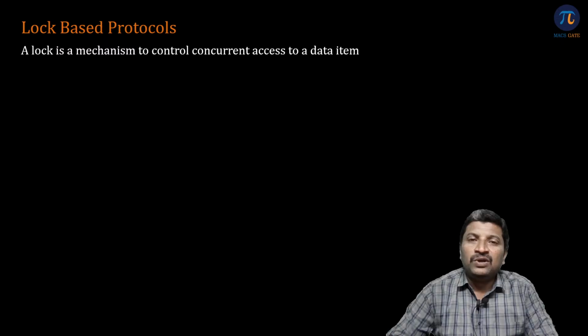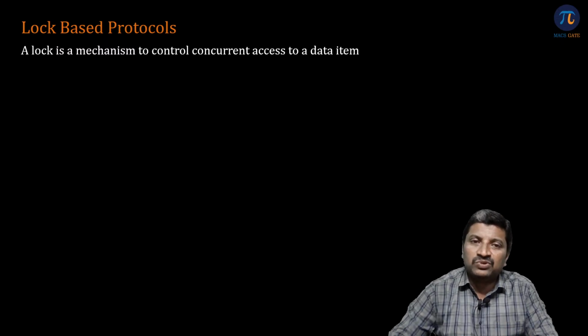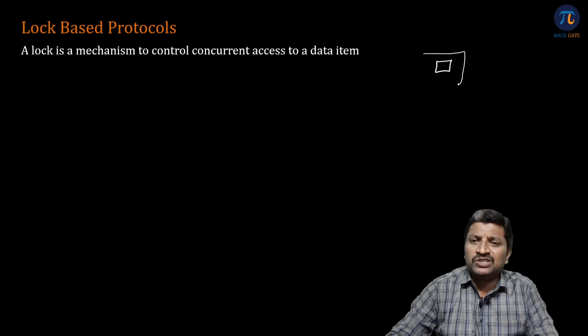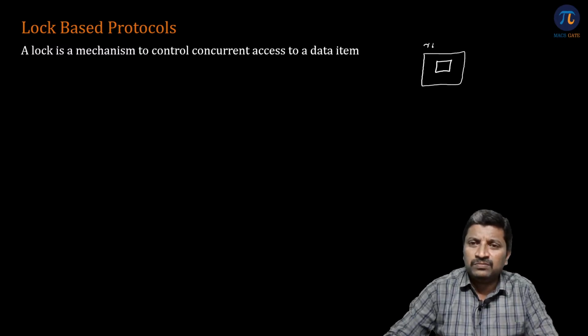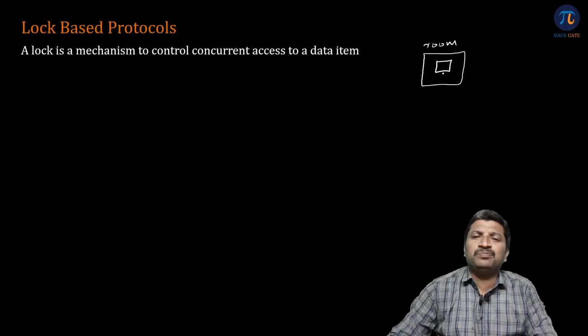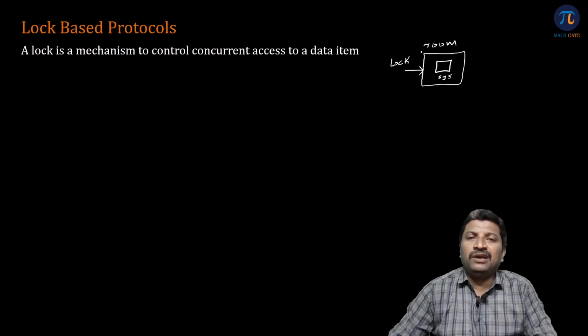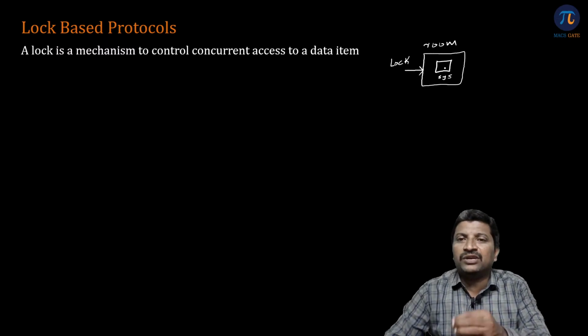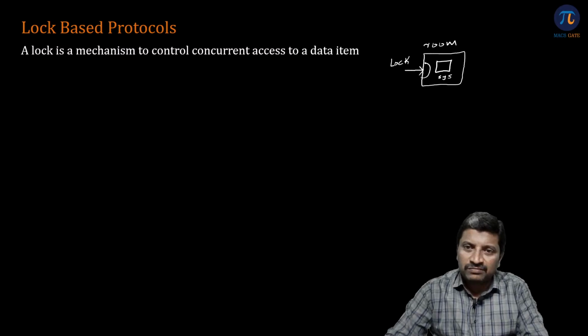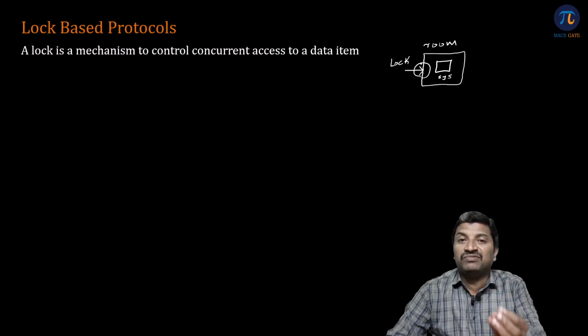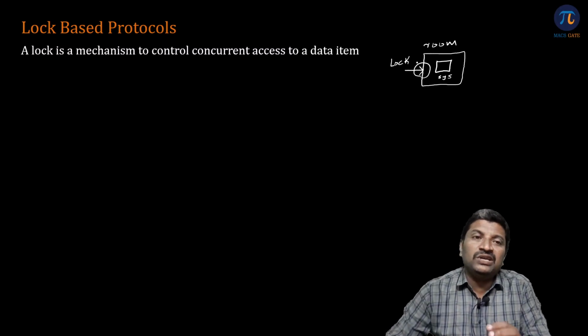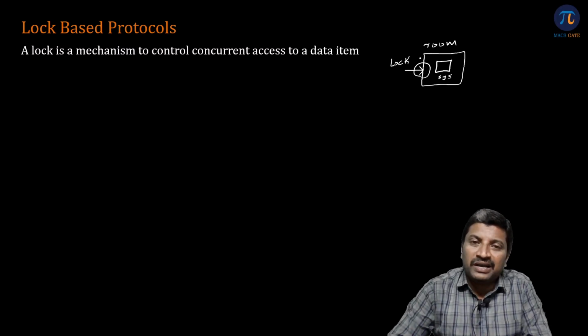Lock based protocols. What is a lock? A lock is a mechanism to control concurrent access to a data item. In simple example, suppose I have a system and I want to use this. So let us assume the system is present in a room. I want to access this system. So what I do is, before I use the system, I will get a lock so that I can enter into the room and I can use the system. Since I have a lock, I will lock here so that no other person will enter into the room and use the system. So it is mainly used to control the concurrent access to the system.